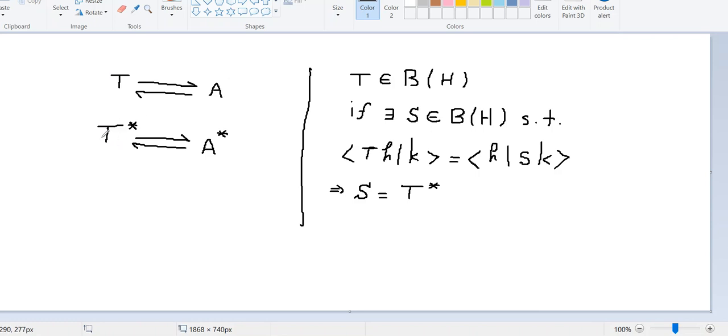So this T star is also a bounded linear operator. But what is the matrix of T star? It is A star. But what is A star? What is the relation between A and A star? This A star is actually the conjugate transpose of A. Okay. So simply, if the matrix of T is A, the matrix of the adjoint of T, which is T star, is usually denoted by A star. This A star is the conjugate transpose of A.